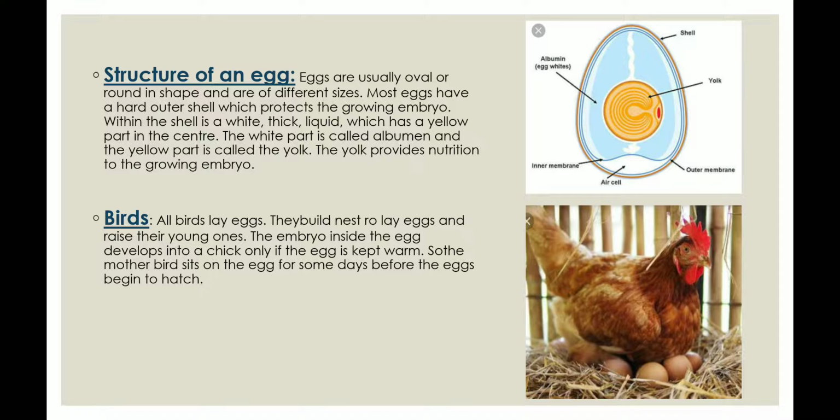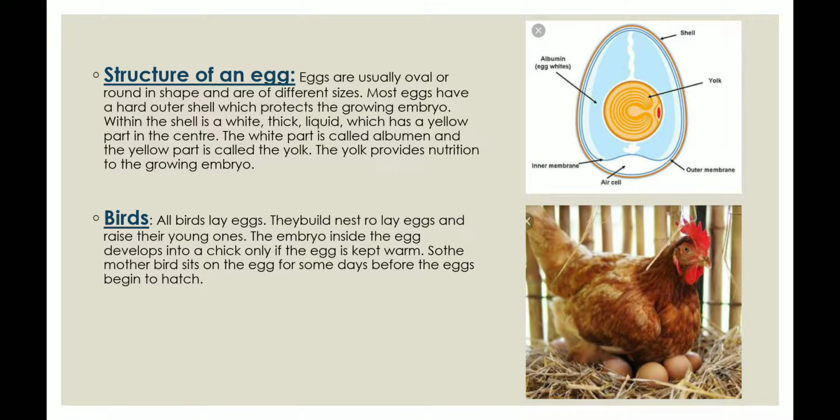So when you break the egg, you will find that first there is a white thick liquid. That means a white thick watery substance, something which is like water but it is thick and it is white. And after that you will find a yellow part in the center. First you will find the thick liquid part, and then the yellow part in the center.